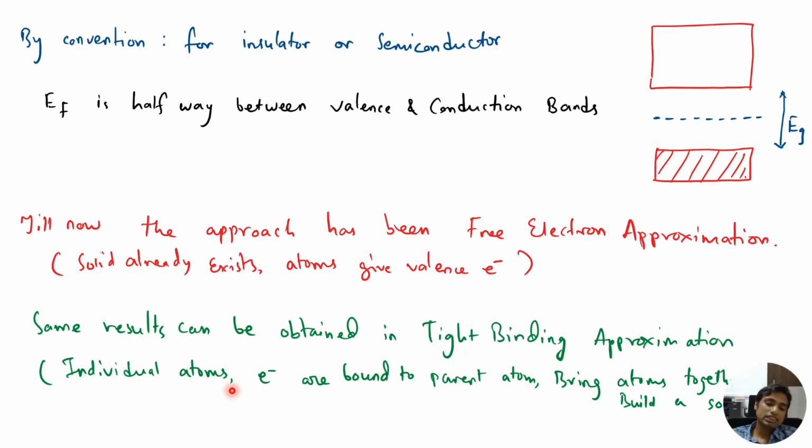But there is another approach, called the tight binding approximation. In tight binding approximation, we have individual atoms. Individual atoms will have individual energy levels, and then we bring the atoms close slowly to make a solid, and then we see how this solid formation takes place and how the bands form. One thing to note is that the free electron approximation is well suited for metals, but for semiconductors and insulators, tight binding approximation is more appropriate.